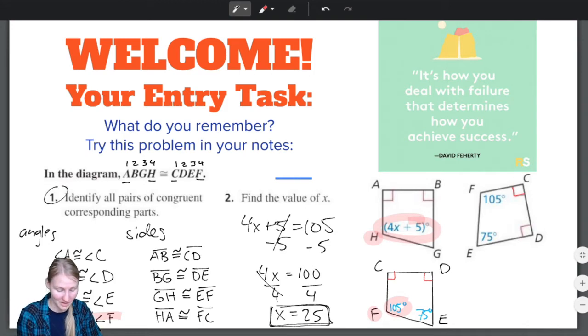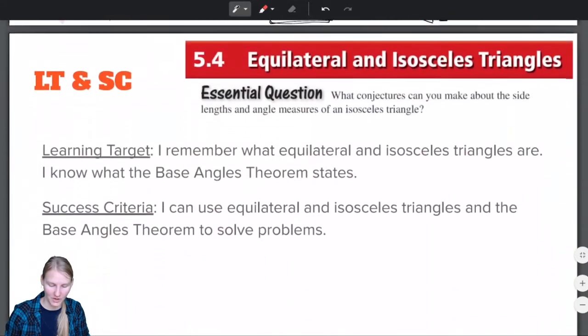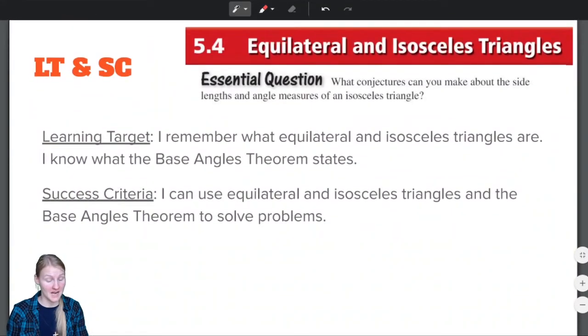Okay, we identified all pairs of congruent corresponding parts, and we found the value of x. So, we are done. And let's go ahead and move on to what we have for today.